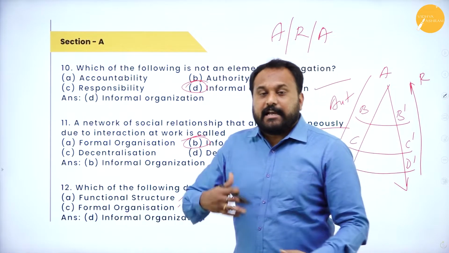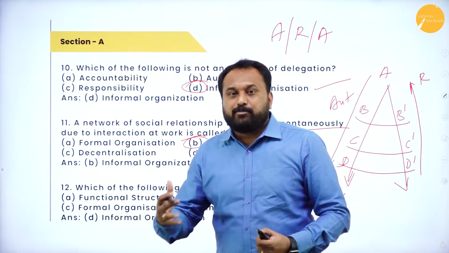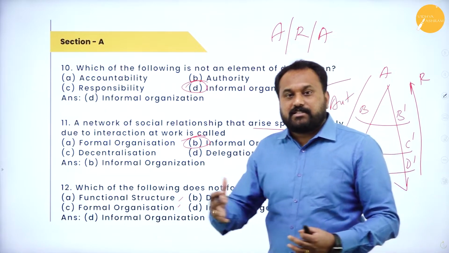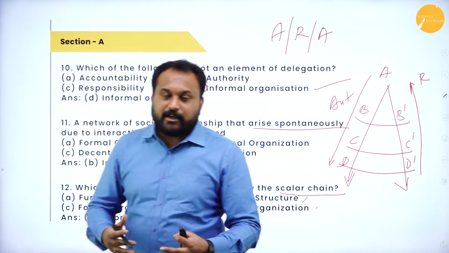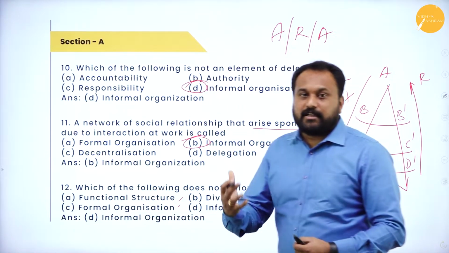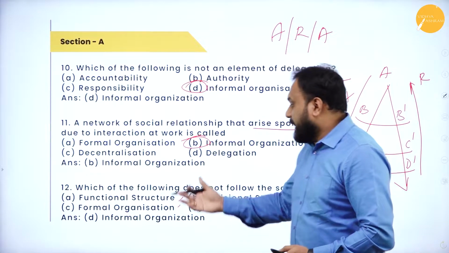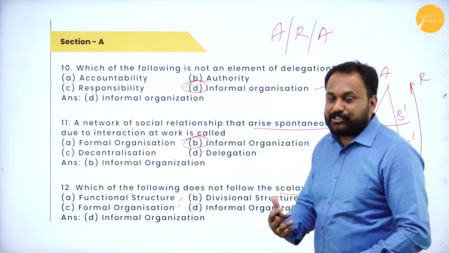The reason is, informal in the sense you will always be mutually benefited with each other. So they will not go with authority and responsibility. They always go with emotion as well as love and belongingness. So the answer is informal organization.